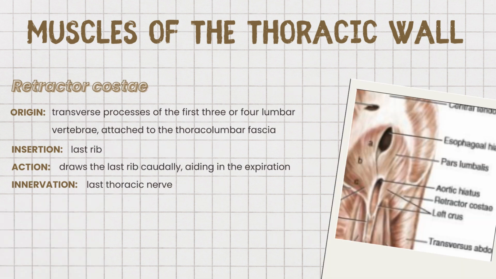Retractor costae. Origin, transverse process of the first 3 or 4 lumbar vertebrae attached to the thoracolumbar fascia. Insertion, last rib. Action, draw the last rib caudally, aiding in the expiration. Innervation, last thoracic nerve.